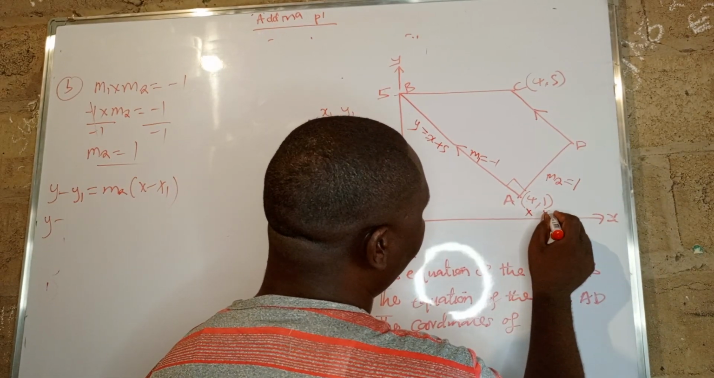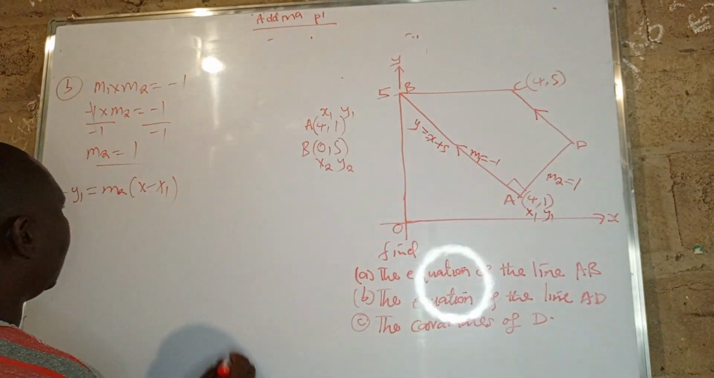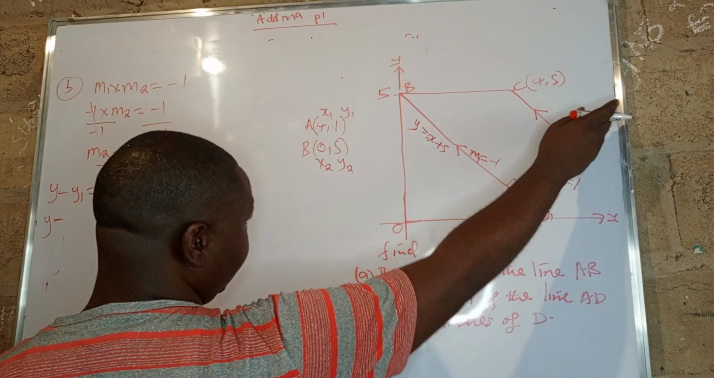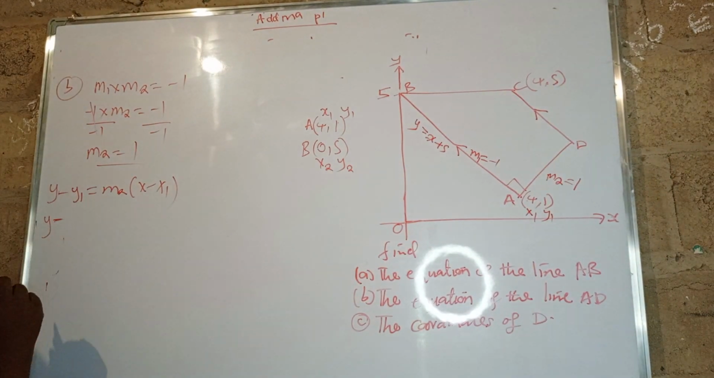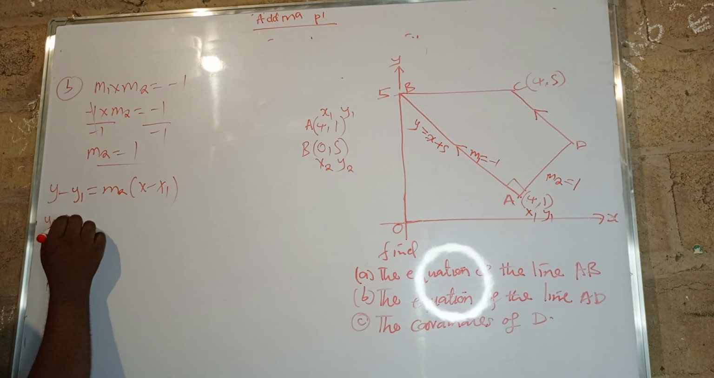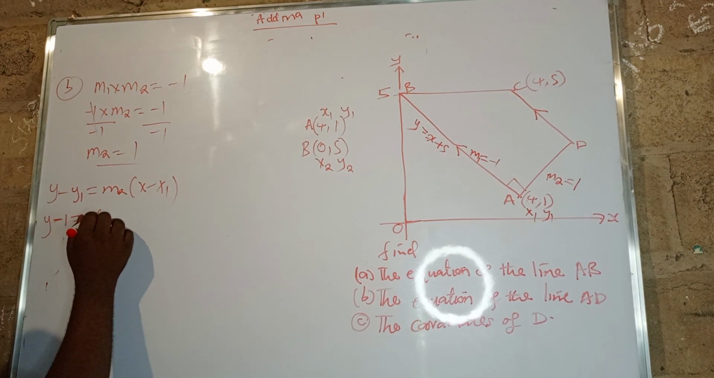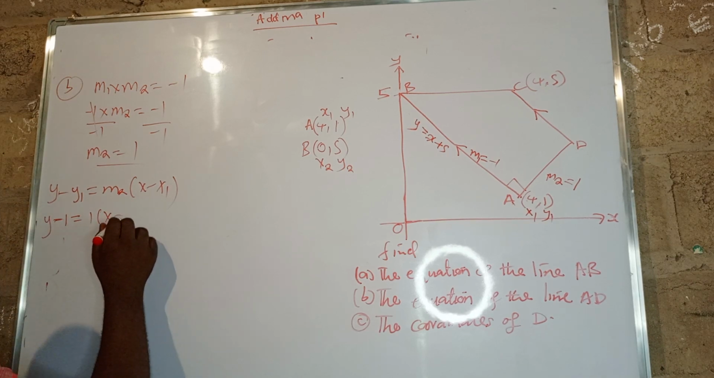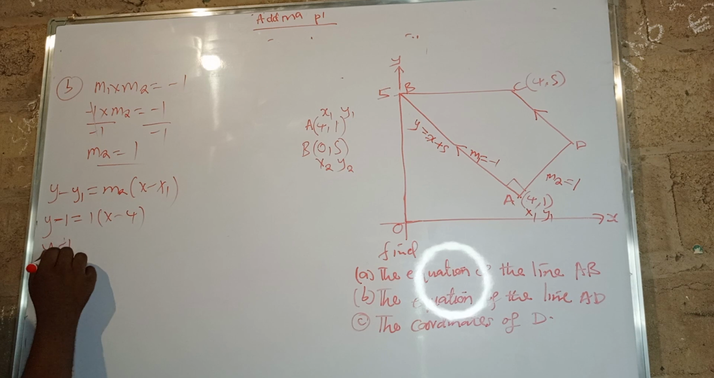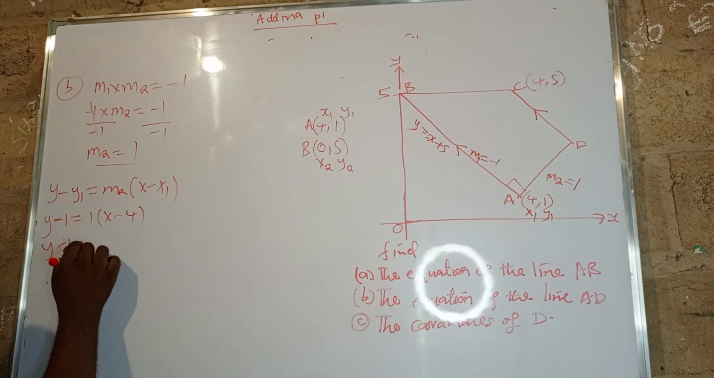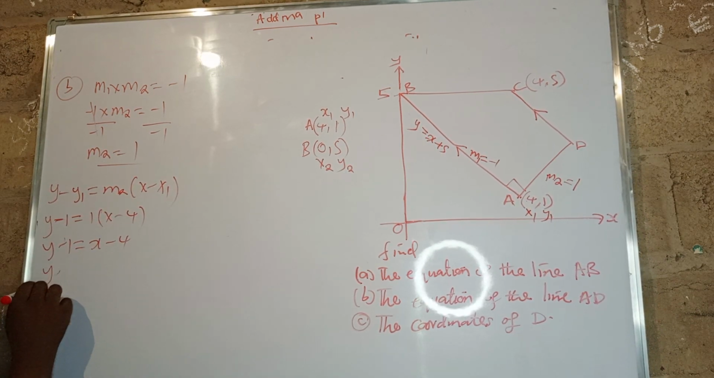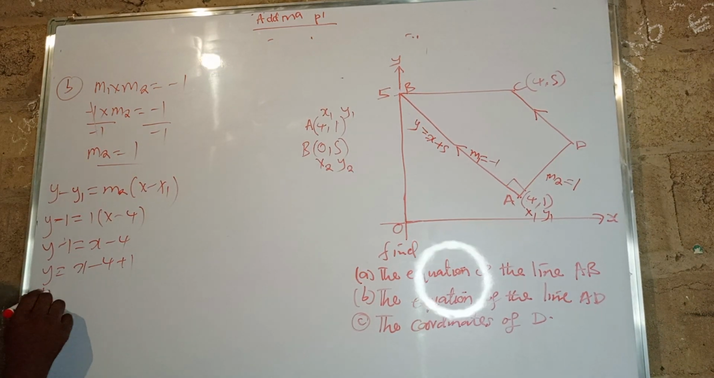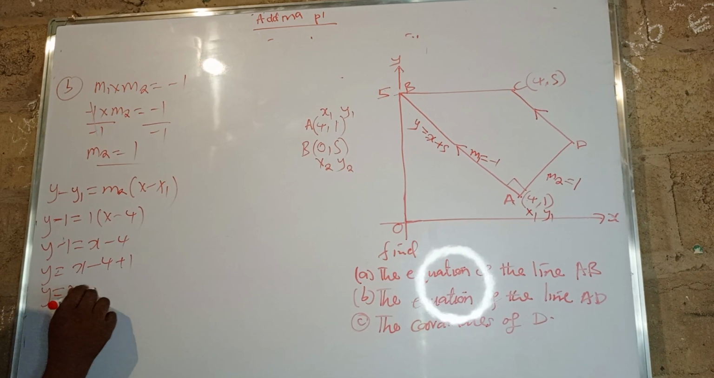So I can put x1, y1 there. Good. Since I'm finding the equation for line AD, I can get this point, no problem. So my y2 there is 1, is equal to gradient, m is 1. Then x minus x1, which is 4, so I'll get 4 there. So y minus 1 is equal to x minus 4. So y is equal to x minus 4 plus 1. So y is equal to x minus 3.